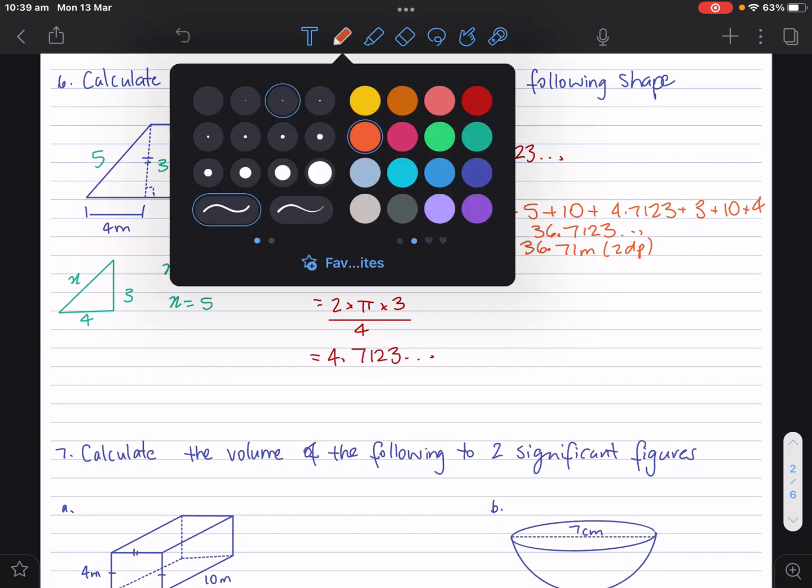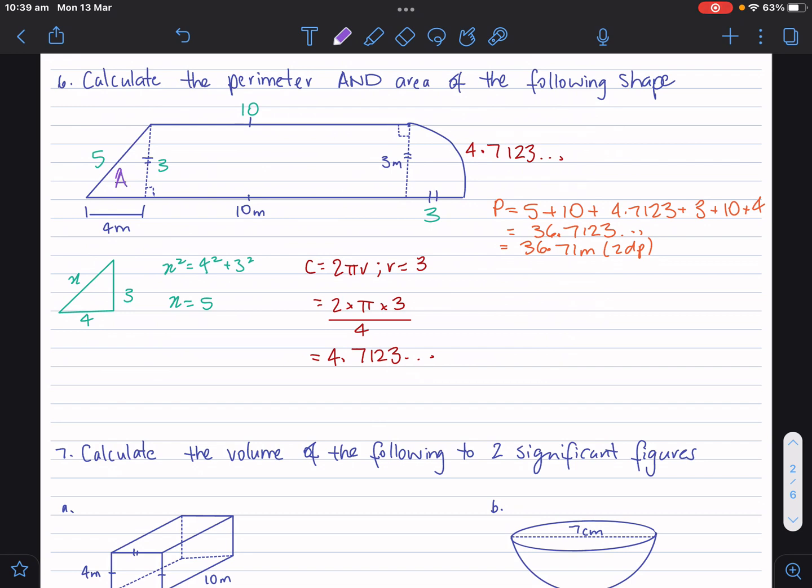So I'm going to split this into a number of sections. I'm going to have A, B, and C. So area of A, that's a triangle. So it's going to be half times base times height, where the base of that triangle is 4 and the height is 3. Area of B, that's a rectangle.